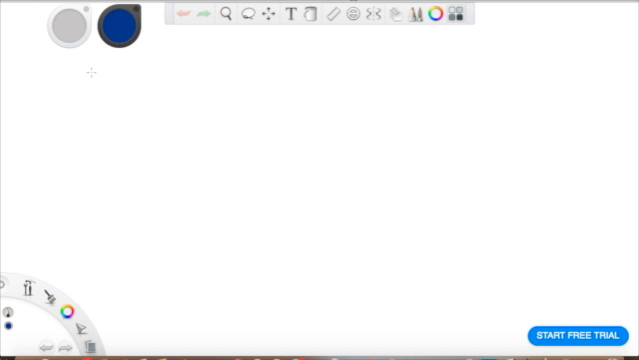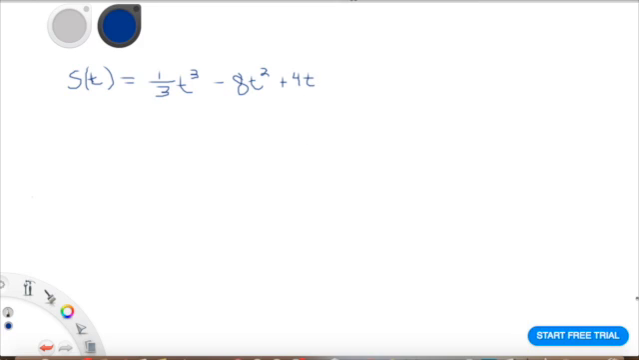So the function it gives us is s(t) is equal to 1/3 t to the power of 3 minus 8t squared plus 4t. What is the velocity when acceleration is 0?